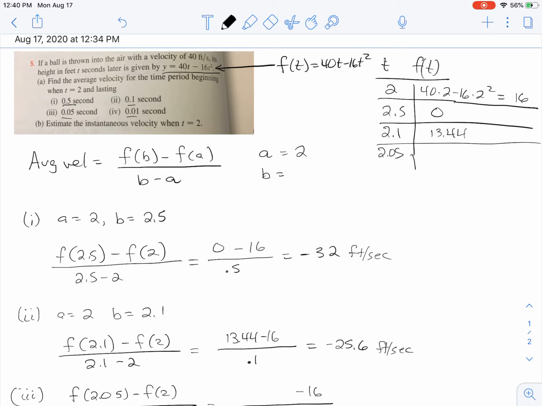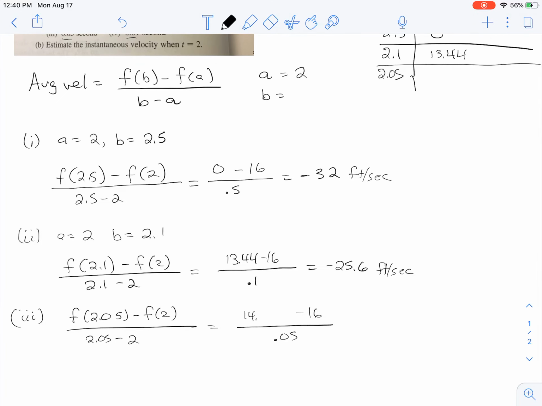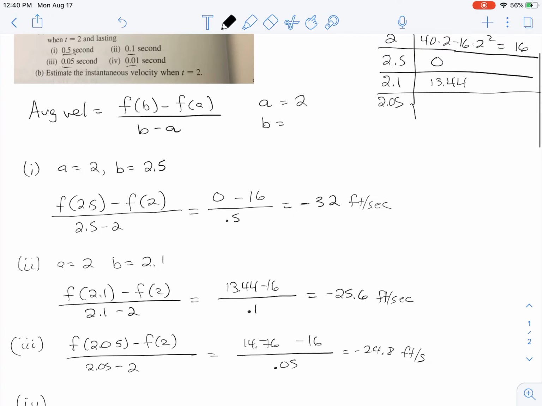So 40 times 2.05 minus 16 times 2.05 squared equals that. I get 14.76. Subtract 16 from it. Divide by 0.05. That gives me negative 24.8 feet per second. That's the average speed over 0.05 seconds. And if I do the last one, that's 0.01.